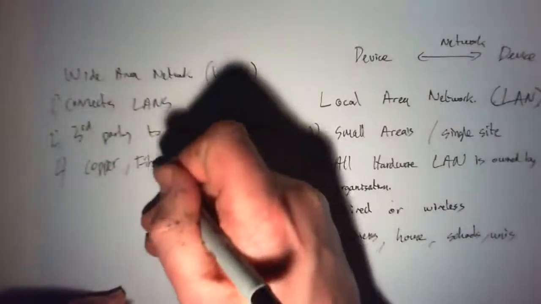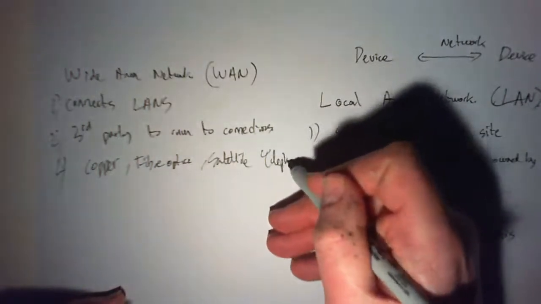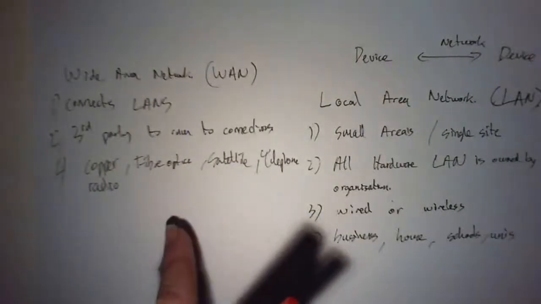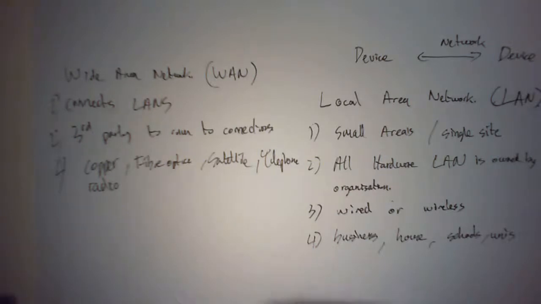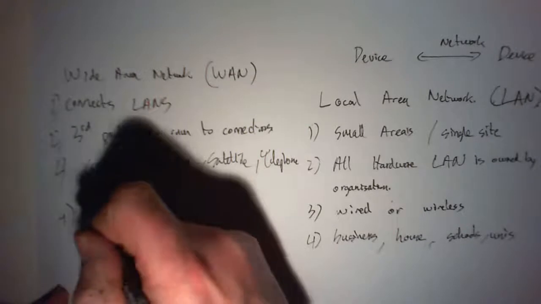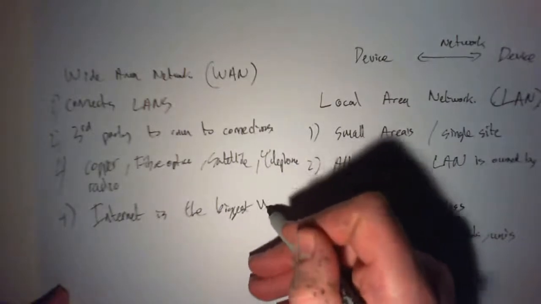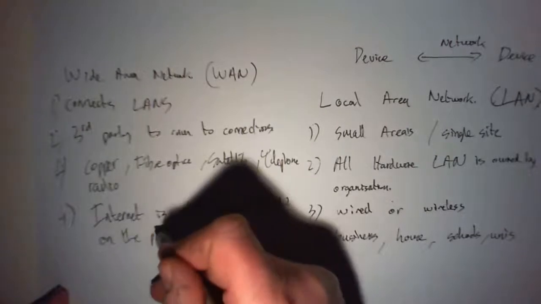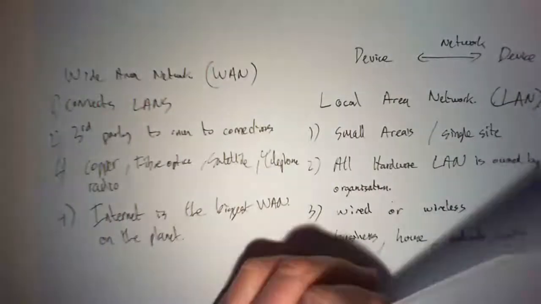So WANs tend to use copper, fiber optic, satellite, telephone, or radio, 4G, 5G type of stuff to do what they need to do. Okay, so that's the kind of difference really between the two. And I suppose the internet is the biggest WAN on the planet. So if you need an example of a WAN, the internet. Okay, so there is the difference between your WANs and your LANs. It's not an amazing difference, but it is a difference.